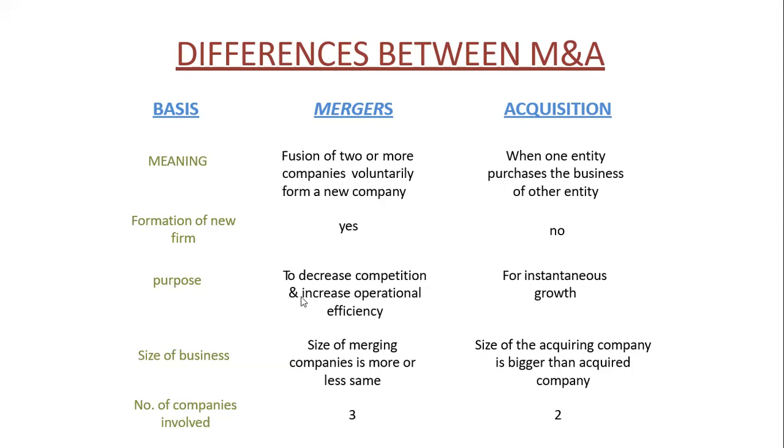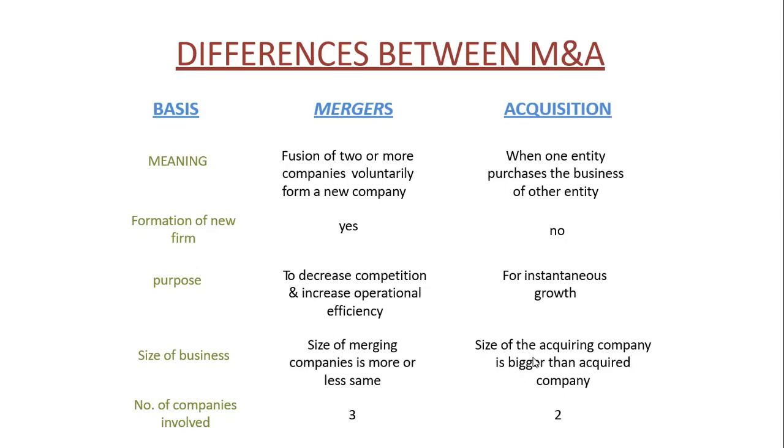What is the purpose? To decrease the competition, the merger is happening. Increasing the operational efficiency. In acquisition, for instant growth in profits, for instant growth in sales, you will acquire a company. Size of business: the size of merging companies is more or less the same. Two companies of the same size merge with each other and become a larger company. Here the size of the acquiring company is much bigger than the target company.